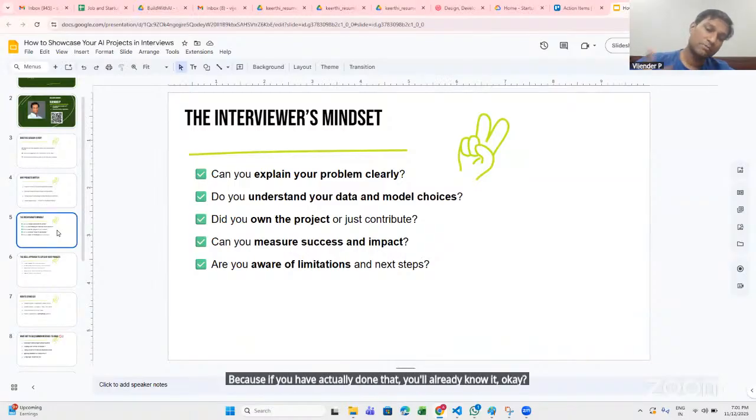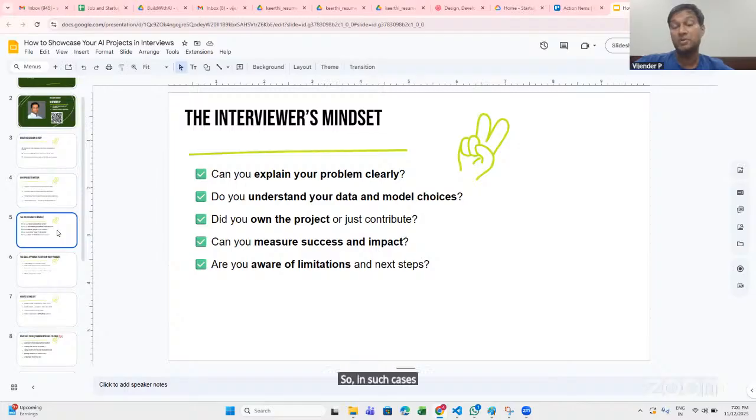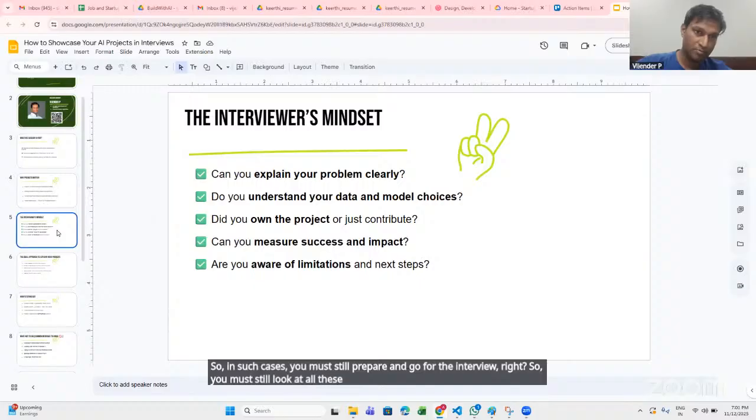Now, some projects might be very old projects, like you worked on it maybe 1 year ago and somebody's asking a question. In such cases, you must still prepare and go for the interview. You must still look at all these points. Is the problem clearly explainable? What is the data? What is the model choice?